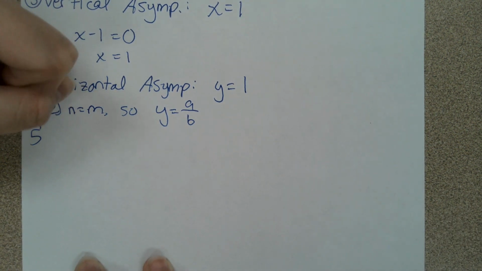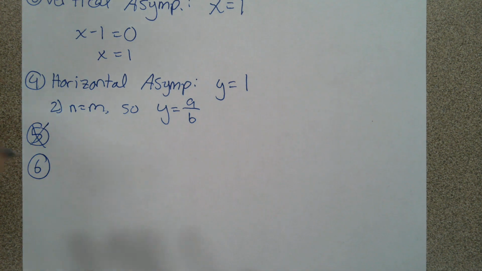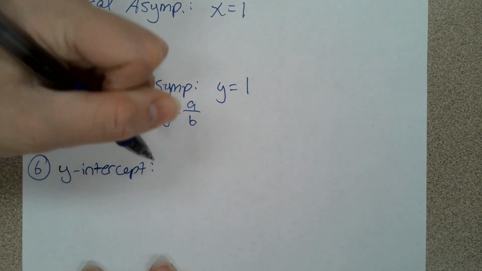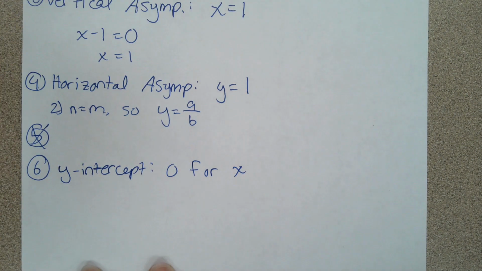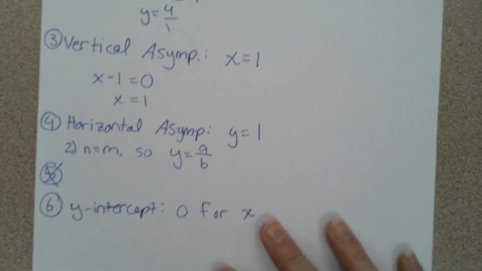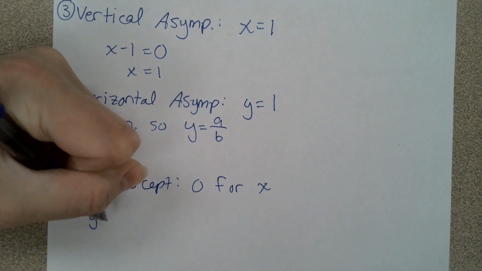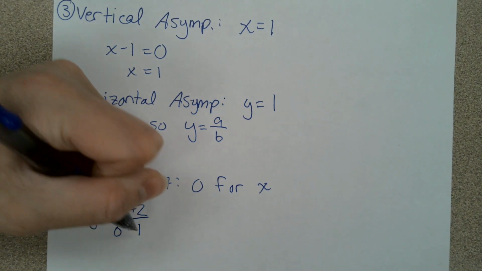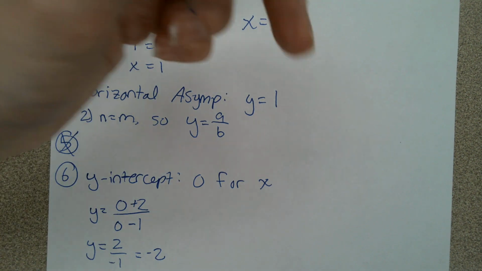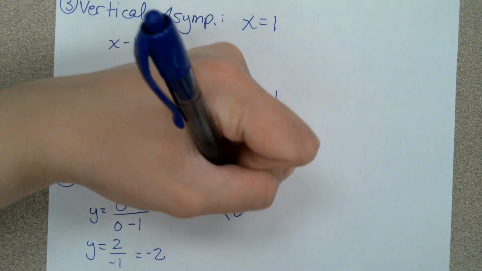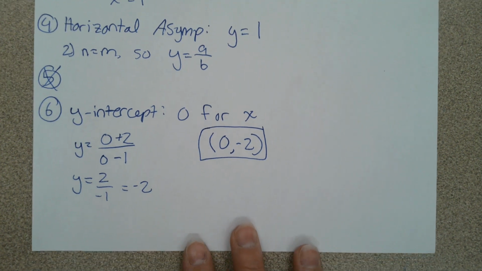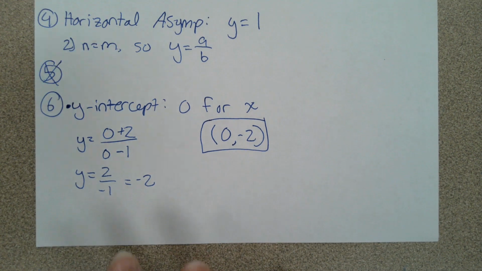5 we skip. 6 we find the missing things. Y-intercept, 0 for x. And again, we do this in the new and improved equation. So we get y equals 0 plus 2 over 0 minus 1. 0 plus 2 is 2 over negative 1, which is negative 2. So our point is (0, -2). So that was the y-intercept.